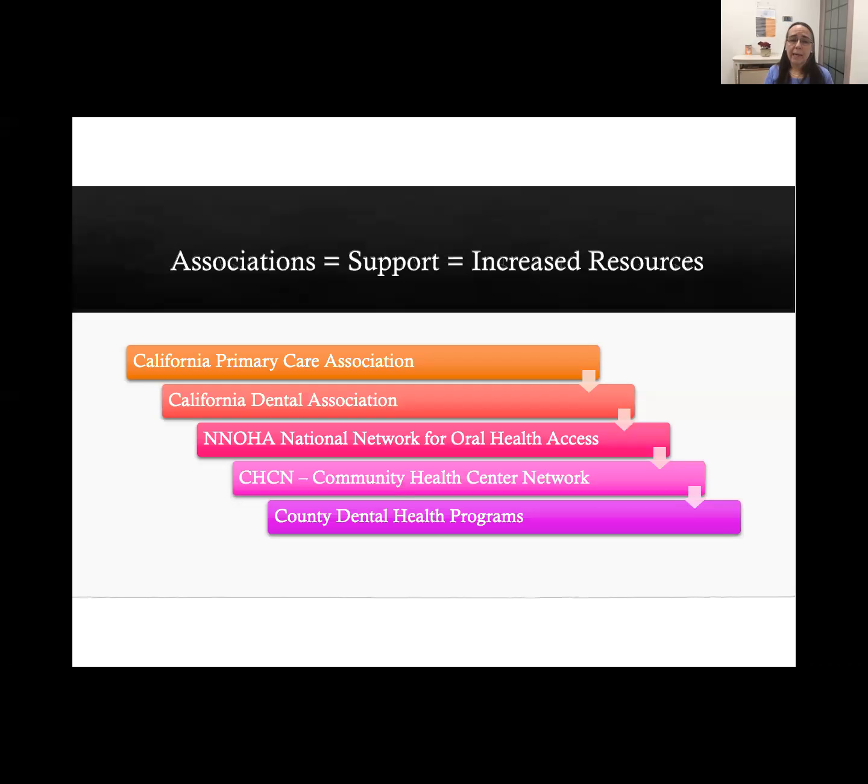And then the county dental health programs. I think we've been fortunate, as I said, to have Dr. Fine as a champion. It's really important to try to find a champion of dental within your counties and help support them and work together, because we need them to be successful so that we can be successful. Next slide, please.